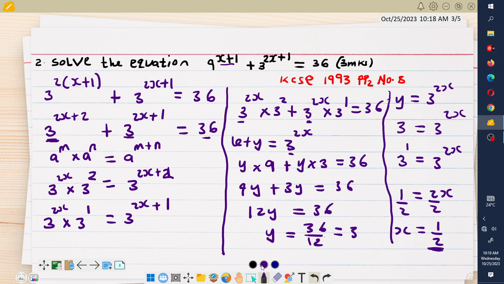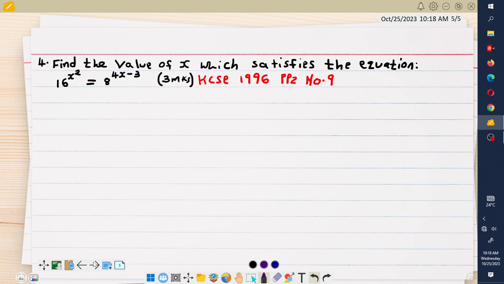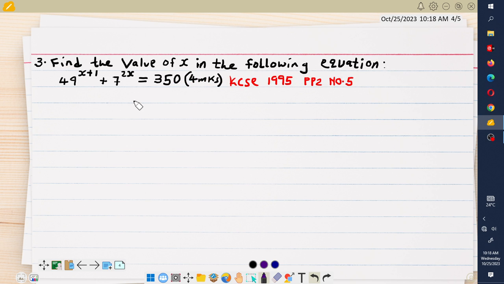0.5. Then we also look at our third example. Our third example reads: find the value of x in the following equation: 49 power x plus 1, then plus 7 power 2x, is equal to 350. This is also a past cases equation done in the year 1995, paper 2, question number 5.